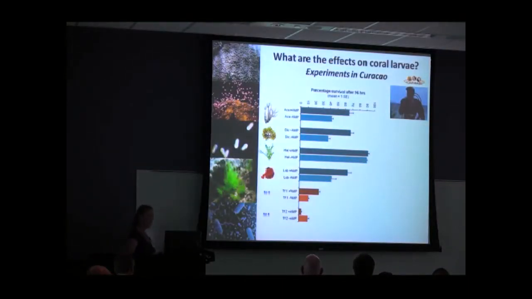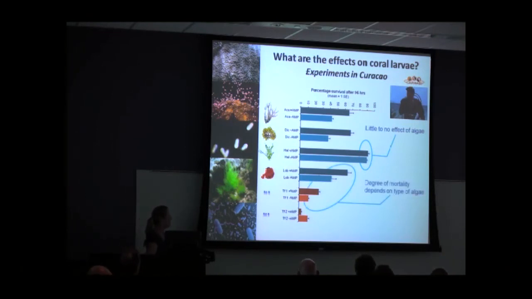Mark repeated these experiments. The first ones were done in Hawaii. He repeated these experiments in Curaçao with several different types of seaweeds: Amansia, a red alga, Dictyota, a brown, Halimeda, a green, Lobophora, and two types of turf algae. And he found, again, that the results were variable by taxa. Some species, like Halimeda, had little to no effect on larval survivorship, but the degree of mortality really depended on the types of algae that were present. The mortality could be reduced to some degree with the addition of antibiotics in some cases. In the case of turf algae, we had significant reductions in survivorship. Turf algae appeared to have some pretty detrimental effects on these coral larvae.